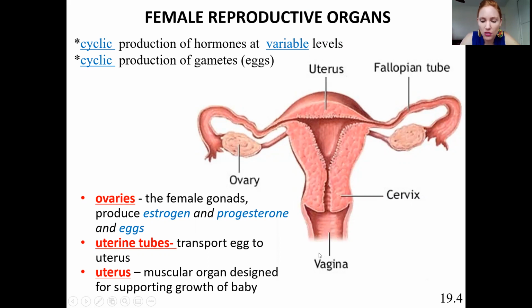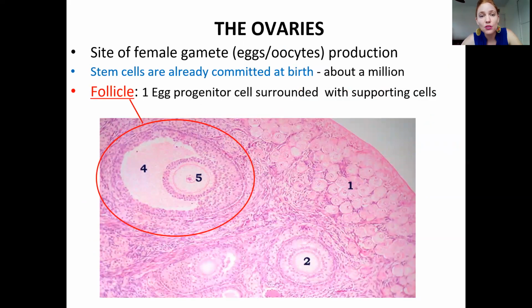So we're going to talk about each one individually, starting with the ovaries. Inside the ovaries is where you're going to house the stem cells that will eventually become the eggs, also known as oocytes. The interesting thing about females, and this is different for males, is that upon birth, you have all of the primary oocytes, all of those eggs that you're ever going to have. After you're born, that's all the eggs that you're going to have, and then you just release one every month.